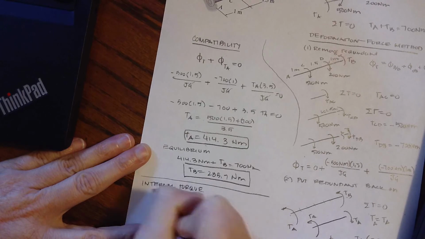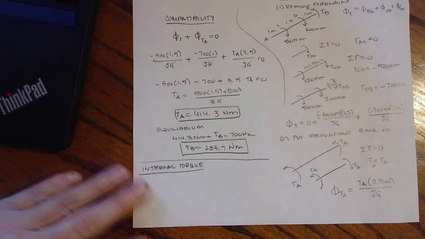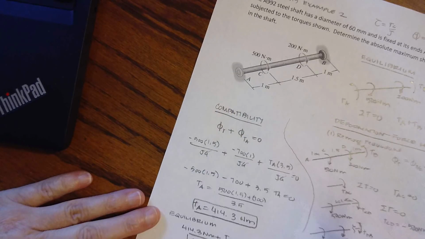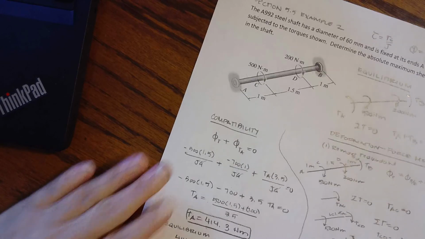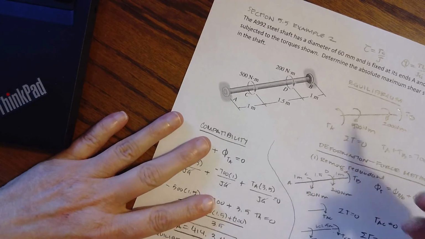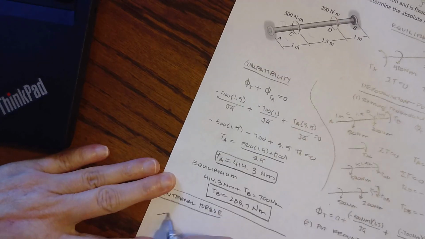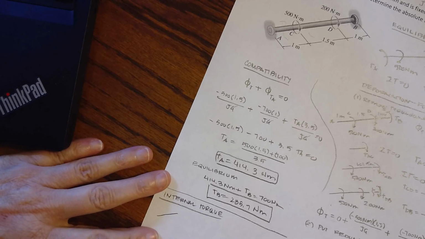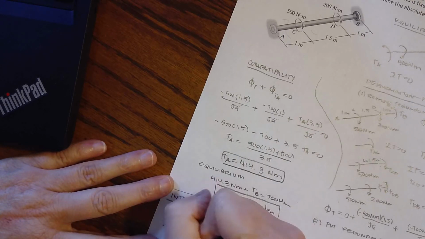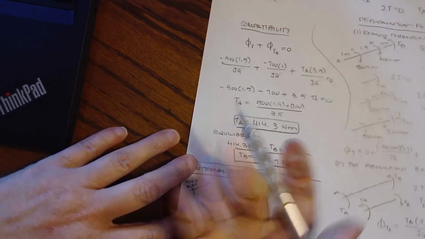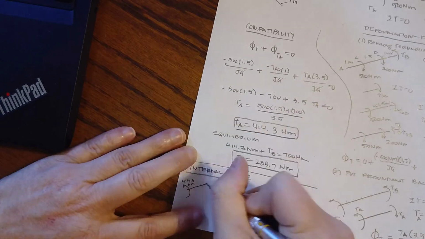And how do I figure out our internal torques? Well, we make little cuts. So I'm going to start here all the way at the left, and I know the torque at A, so I'm going to make a cut here and then here and then here. So I'm starting at A, and I have a torque at A of 414.3 Newton meters. And that means I'm going to assume positive on the inside coming towards me.